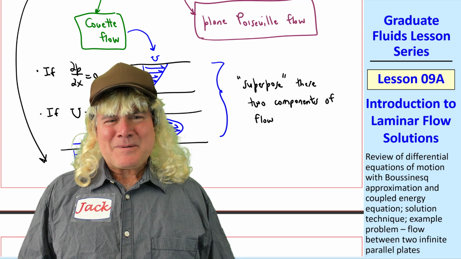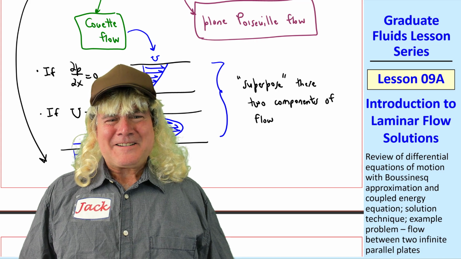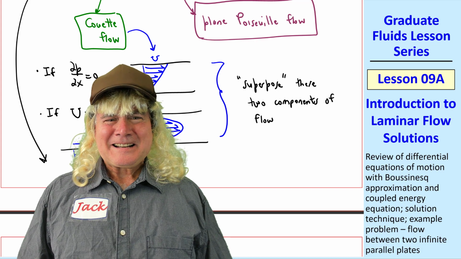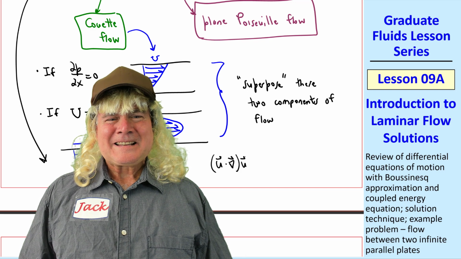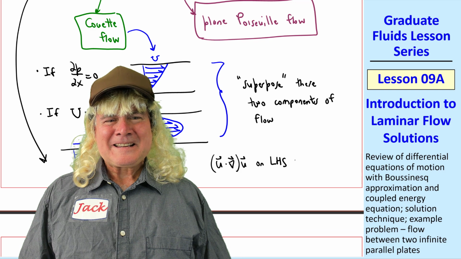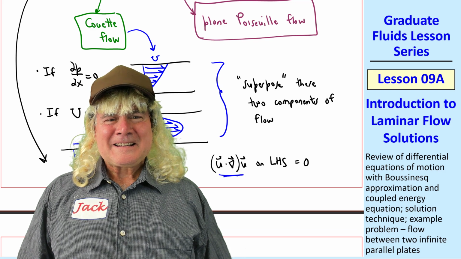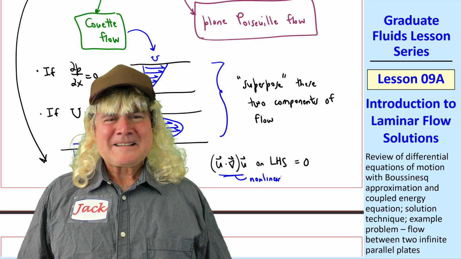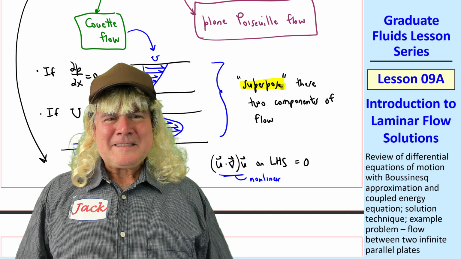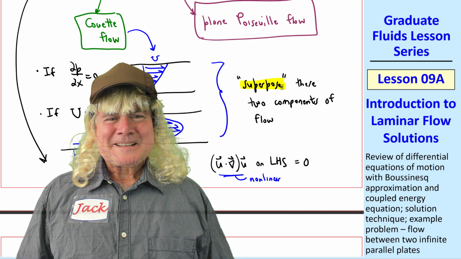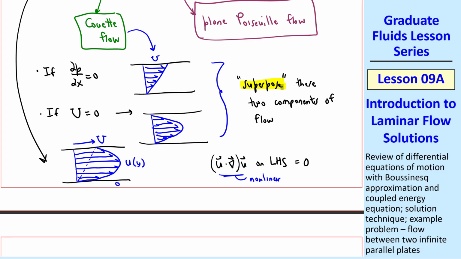Sir, how can superposition work when the equations are nonlinear? Good question, Jack. In general, that's true, but if you go back to the momentum equation, here in vector notation, the whole left-hand side term has dropped out, and this is the nonlinear term. So because of the nature of this problem, the governing equations are actually linear, and that's why superposition works in this case. Thank you, sir. In general, the Navier-Stokes equations cannot be superposed because they are nonlinear.